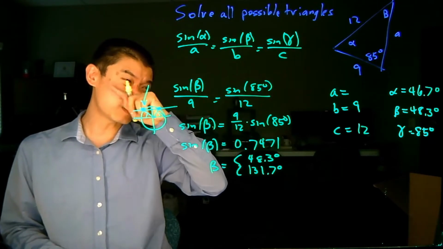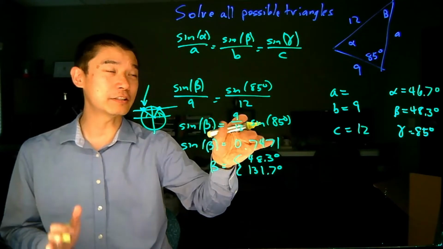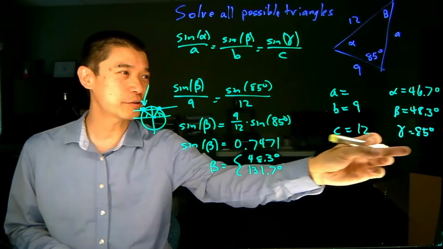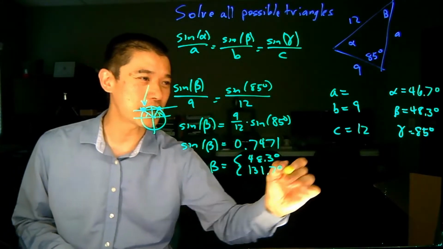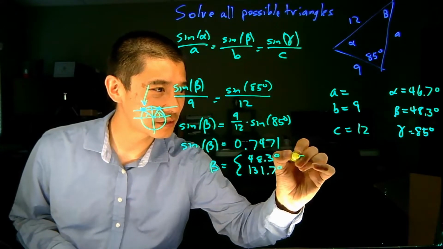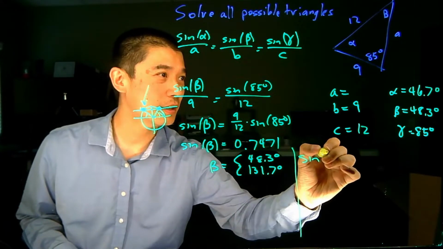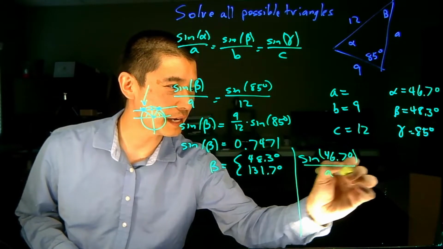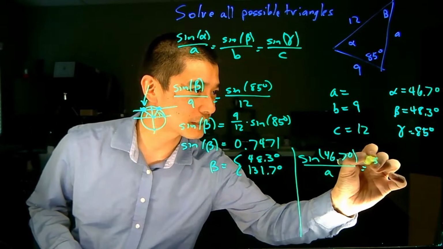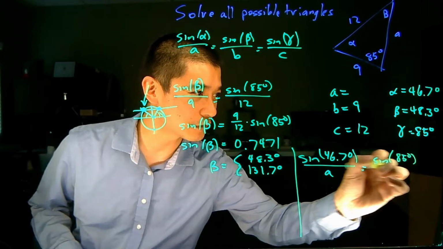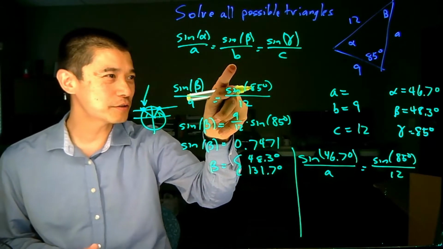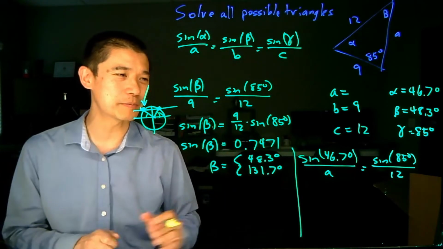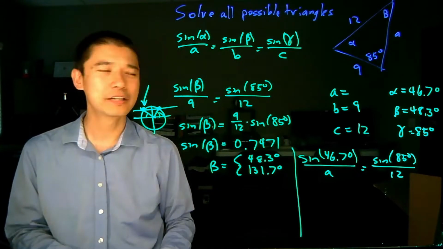The choice here, in this case, we're always going to have at least one value that we've calculated. Again, I would sort of favor trying to use the original values as much as possible. So sine of alpha, which is 46.7 degrees, over A is equal to sine of 85 degrees over 12. Again, you could use the middle one, but then we're going to have some rounding error from the 48.3 degrees, and it just opens up the possibility that our numbers are going to be a little bit off.